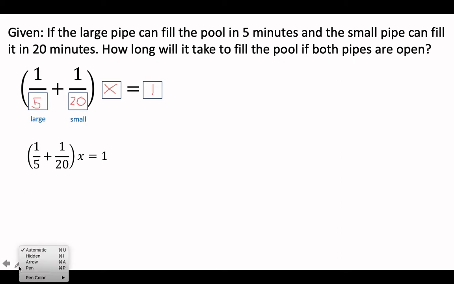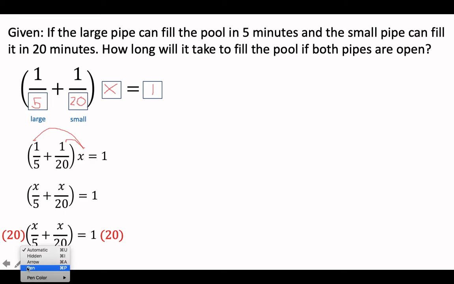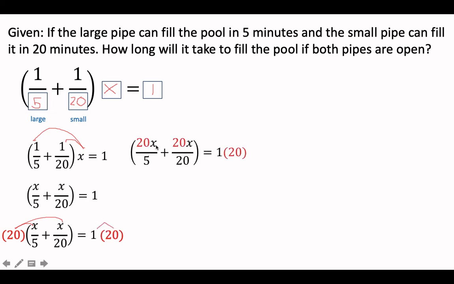Now, we will do the same as what we did in our first example. We will simplify this, distribute this x to each of them, and this will be the simplified form. Since we have denominators 5 and 20 and we want to get rid of them, we will find the LCM, and the LCM is 20. That 20 will be multiplied to each term, so we distribute this 20: 20 times x, 20 times x here, then 20 times 1.